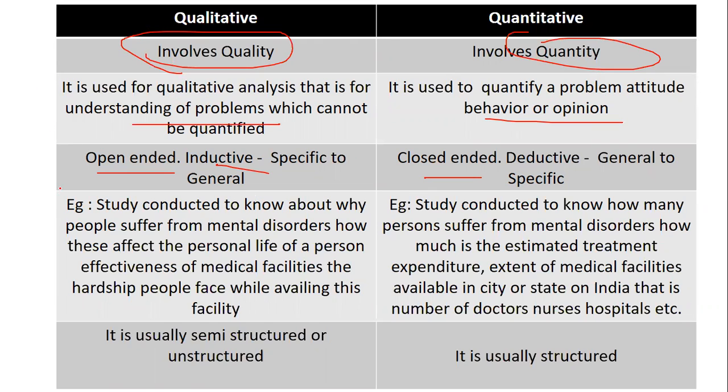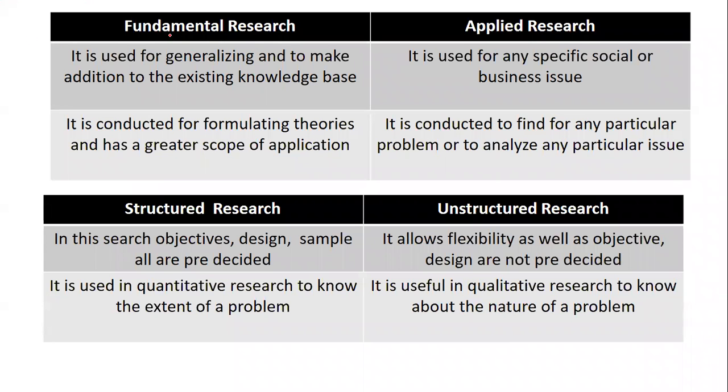If I give you an example, a study conducted to know why people suffer from mental disorders, how these affect the personal life of a person. See the word how, describe how it affects. Whereas here it is the same example, but how much it affects will be a part of quantitative research. Qualitative is, as I said, semi-structured or unstructured, whereas quantitative is highly structured.